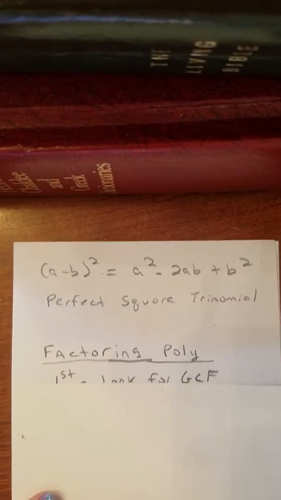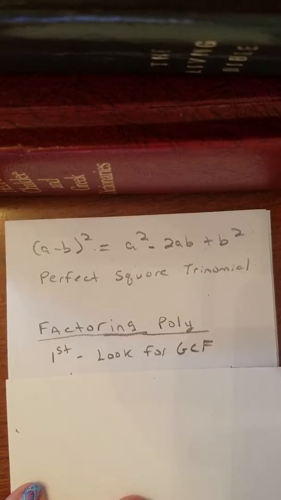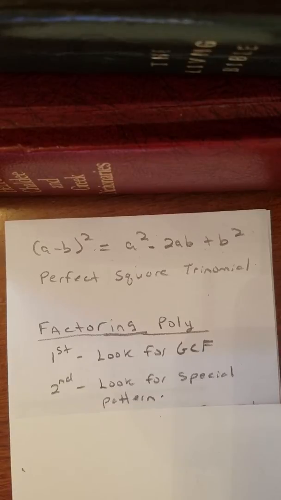So remember, when we're factoring a polynomial, the first thing you're going to ask yourself is, is there a greatest common factor? That's what you did in the last section. You're going to factor that out if there is one, okay? If there's not, then either way, the second thing you're going to do is look for special patterns.